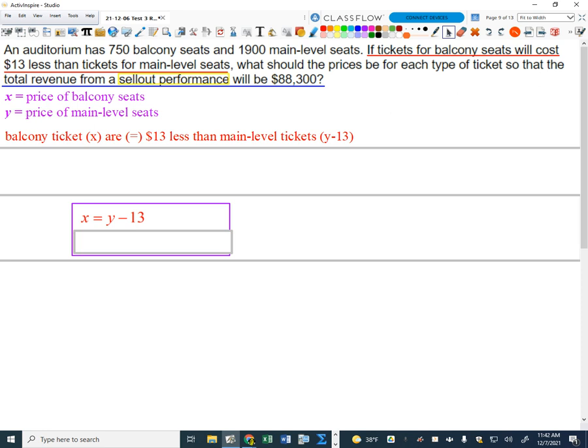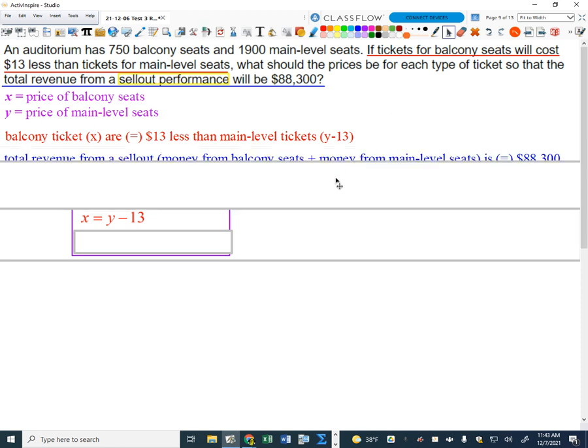Total revenue from a sellout performance. Sellout performance means all seats are sold. So how many balcony tickets are we selling, if it's a sellout? 750, right? How many main level? 1,900, okay? So I know that the total revenue, the total amount of money paid for tickets, has to equal that number, right? How could I come up with that then?